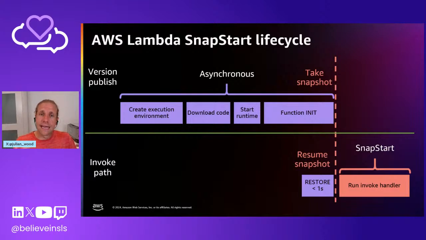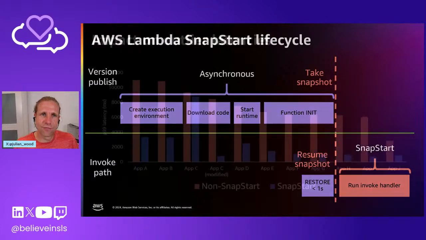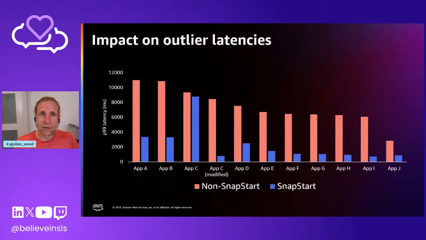What's cool is that on the invoke path, if a new execution environment is needed, all Lambda needs to do is restore a new micro VM from that persisted snapshot. And it can do this at scale. This is a short restore phase, under a second, and the execution environment is then ready to serve traffic. The result is that long tail latencies for applications are drastically reduced, in many cases by up to 90%.